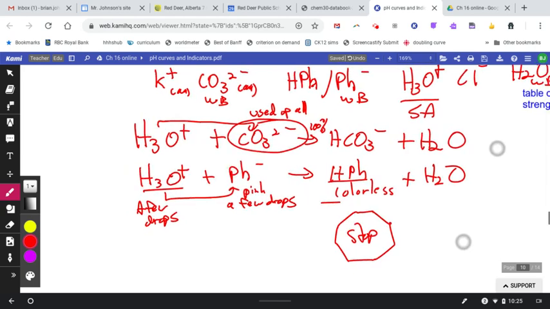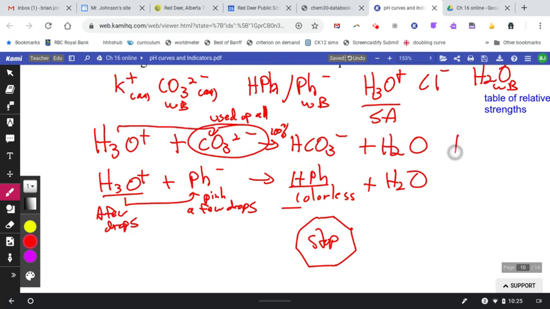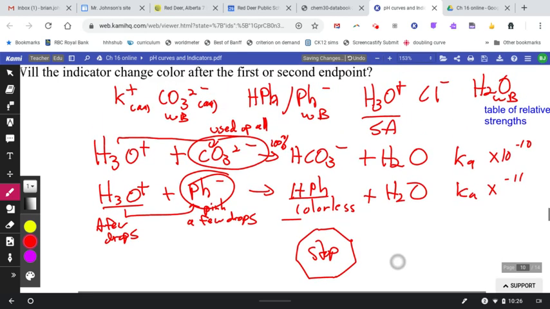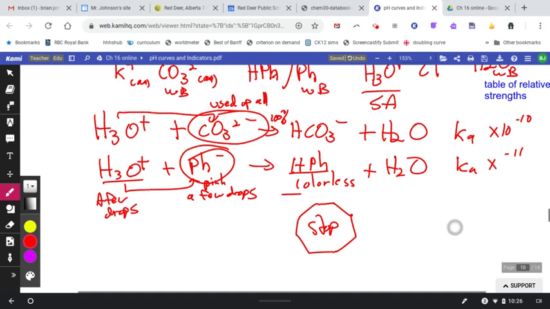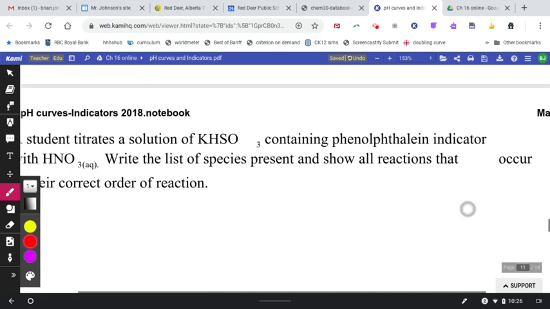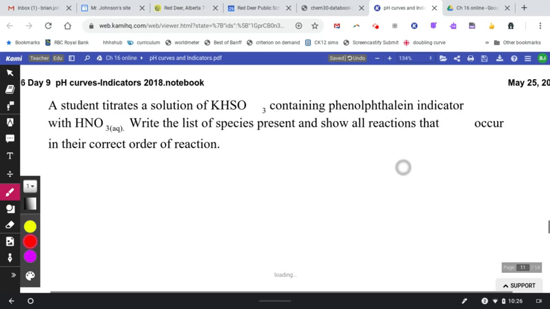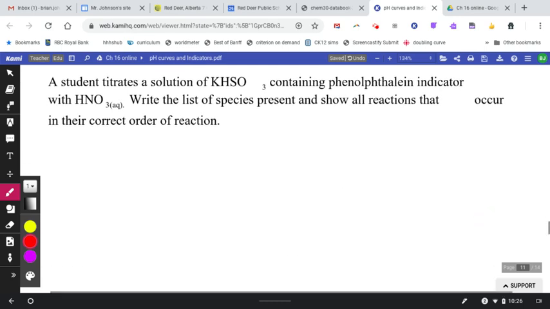So that's how you pick an indicator. It's all about comparing Ka values. This one was 10 to the -10, and this one was a weaker base, 10 to the -11. Okay. Let you look at that for a second. We're going to do 2 more examples and then we're done. Whew, heavy day. I would say this is probably one of the biggest topics in Chem 30. I know when I teach this lesson, I teach the entire period. The students don't get a break.